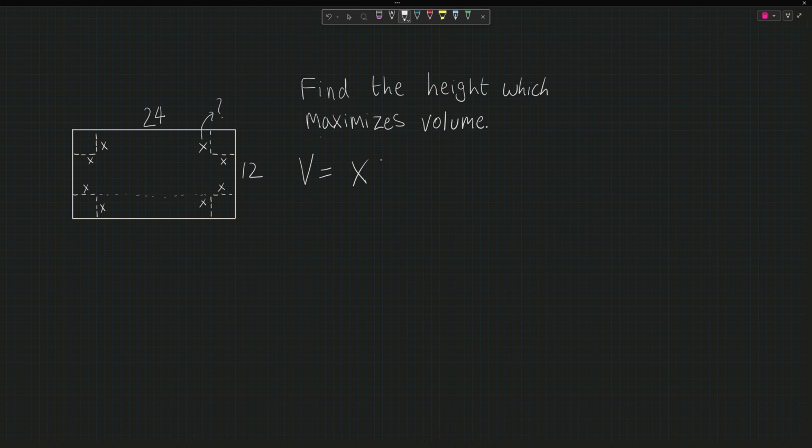So I'm going to do x, which is the height, times 24. But that's not our length now, because we're cutting that same amount on both sides, right? We're cutting x on both sides. So that's going to be 24 minus 2x. And we're also cutting two sides on 12, so our width is going to be 12 minus 2x.